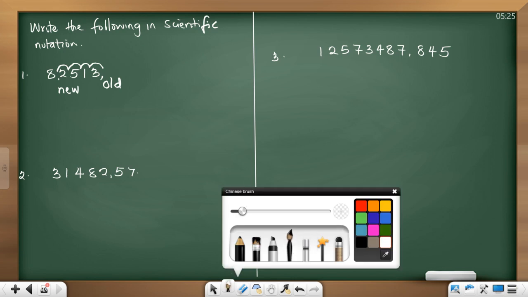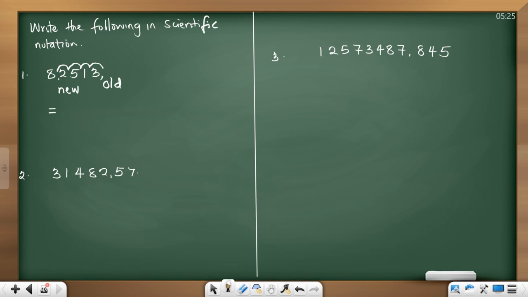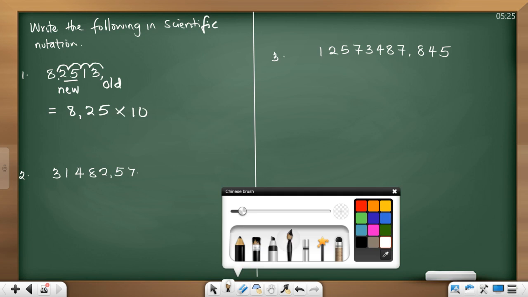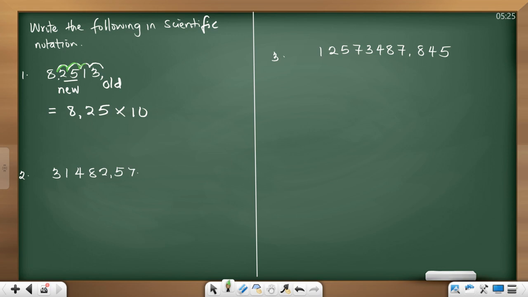So I'm going to start, and remember, our answer must be in 2 decimal places. So this would be what? 8,25. Why am I stopping at 5? 2 decimal places. The next number after 5 is smaller than 5, so I shouldn't add it up. You know the rule. The question now is, I have to say times 10 to the power what? I am going to count from my new position to the old. 1, 2, 3, 4. So it's 4 movements to the right, and that gives me my answer.